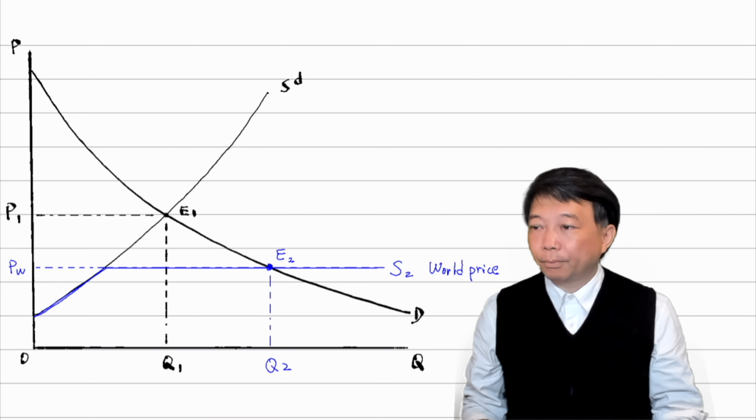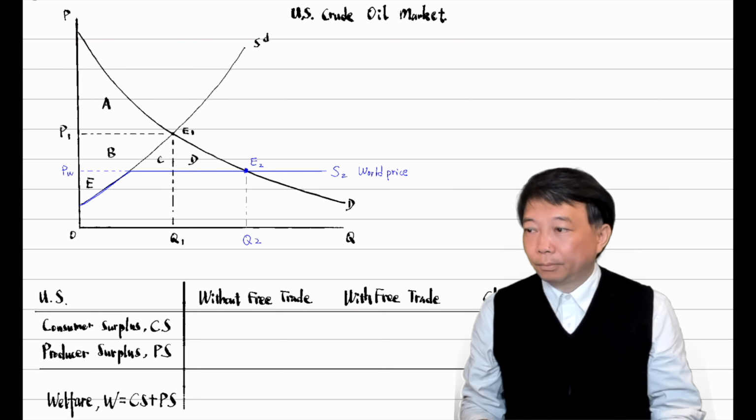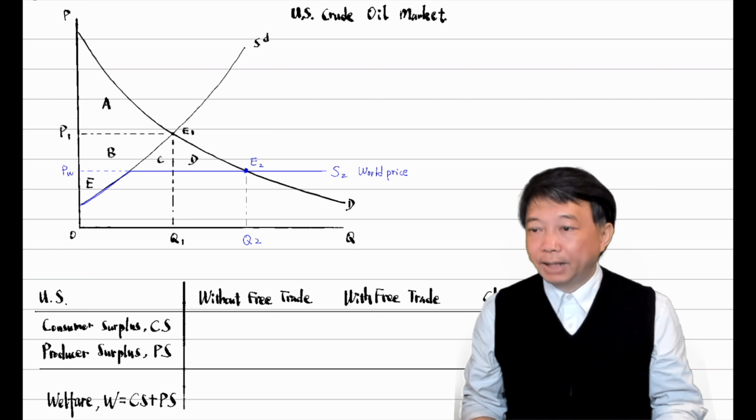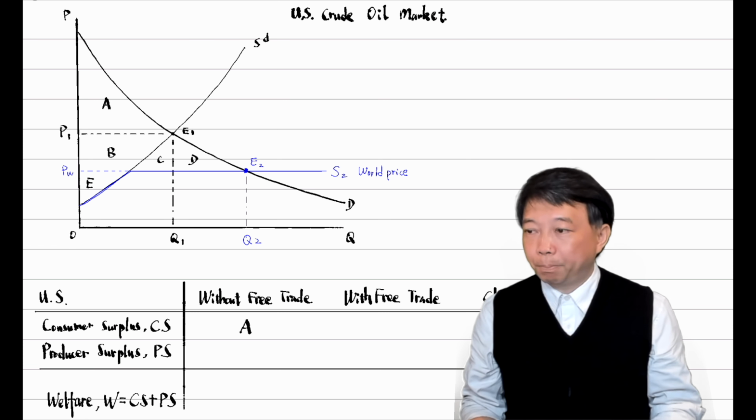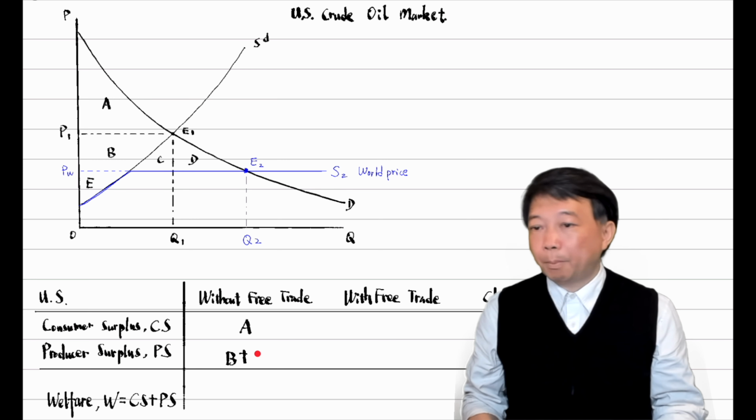We can compare consumer surplus, producer surplus, and social welfare with and without free trade in the table. Without free trade, the equilibrium is E1, where consumer surplus is the area A, and producer surplus is the area B plus E. Social welfare is the sum of them.